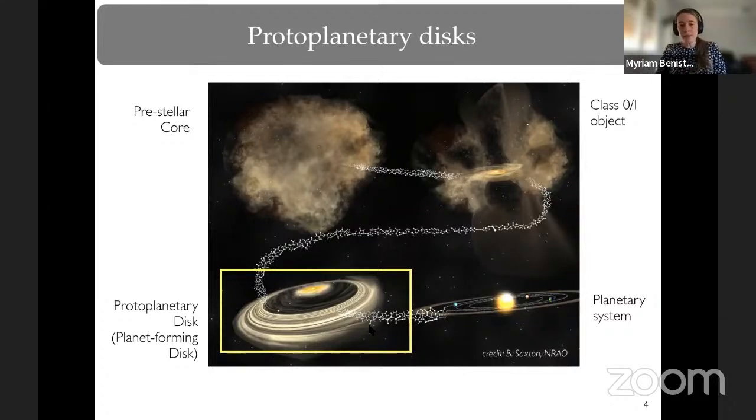And then with time, after 10 million years, the gas will dissipate in the disk, and we are left with the planetary system. We still have dust, but this dust here is of second generation, so it's due to collisions between planets. And my research really focused on this stage, so the protoplanetary disk phase, between, say, 0.5 to 1 million years to about 10 million years old. So when the disk is still rich of gas.